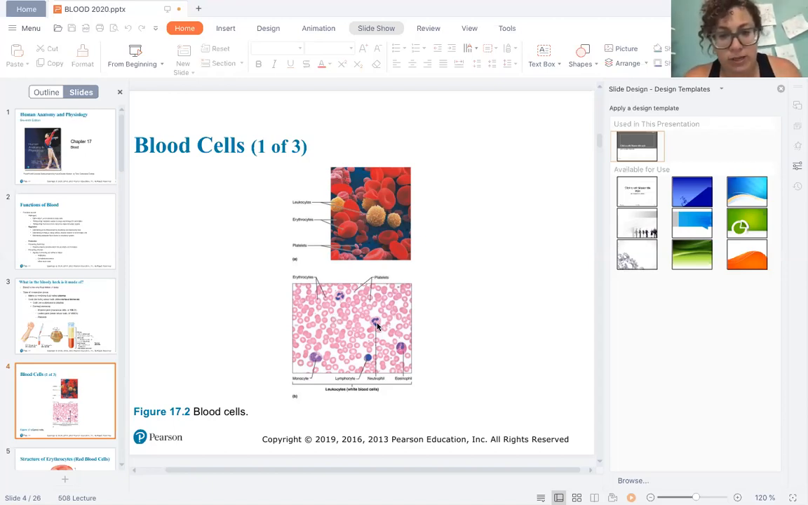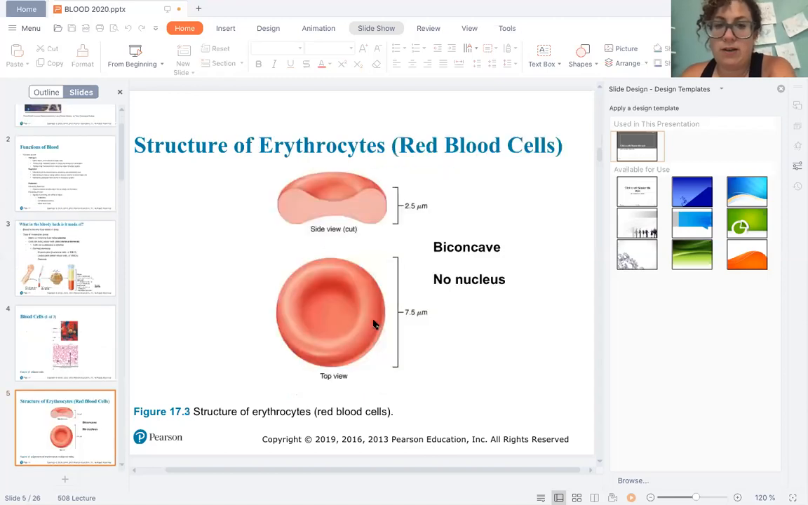Then we have white blood cells. We have a monocyte here, a lymphocyte, an eosinophil, and some platelets with those tiny little fragments, okay? And then we have a neutrophil and a neutrophil, okay? We'll get into those in just a moment about what they are.